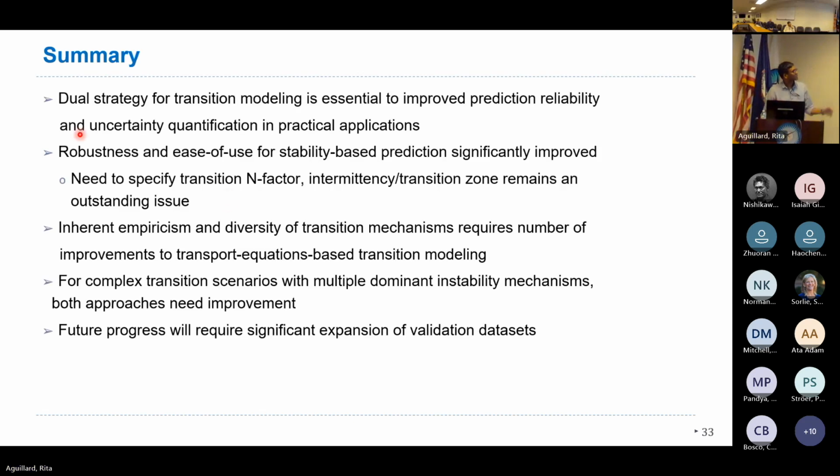So our group is pursuing this dual strategy to feed back with each other, to improve our capability to predict transition and then make it more automatic so that everybody can use it for practical scenarios. We have improved the robustness and ease of use of stability-based methods. Still a lot more work remains to be done, especially in how you specify intermittency, specifying N factor, etc. In terms of PDE-based methods, we are trying to inject more physics into the approach, an ongoing effort, and there are several areas which we are currently looking at, in coordination with some experimentalists so that we can have some feedback into that. Thank you.